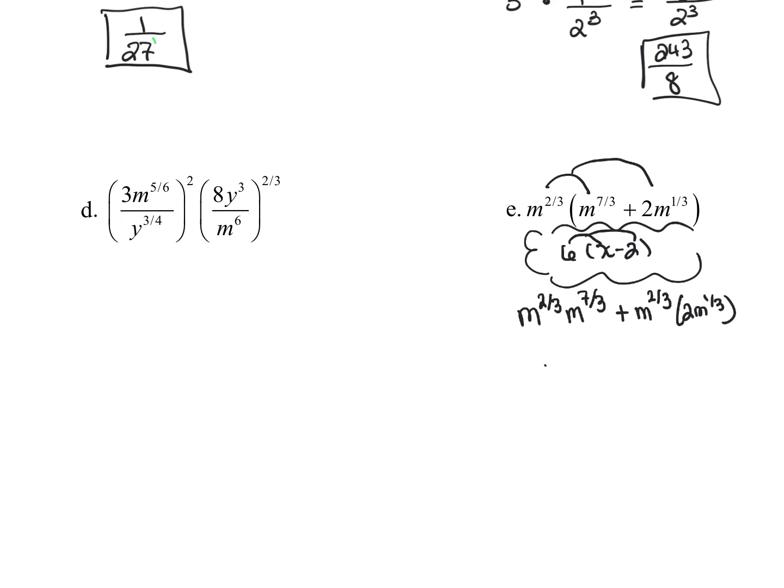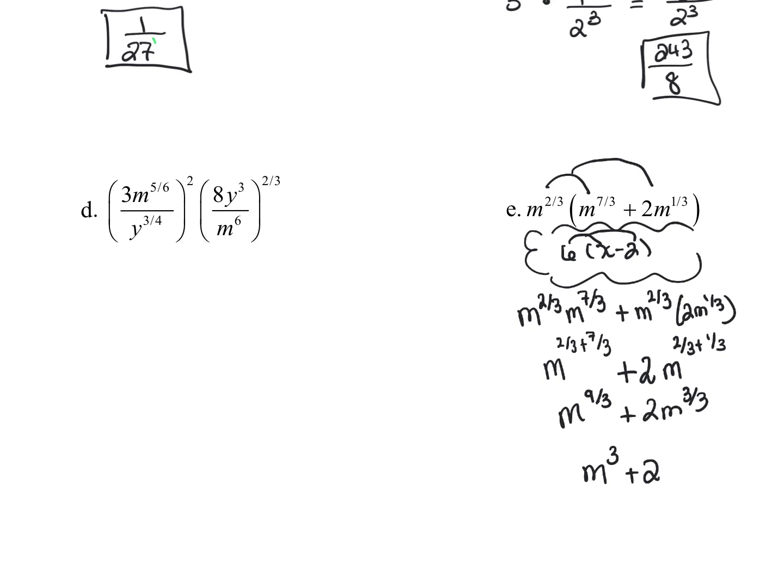These two powers we add, so we have m to the 2/3 plus 7/3 plus, I'm going to rewrite this because we put numbers first, 2m to the 2/3 plus 1/3. So this is really m. 2 plus 7 is 9, so I have m to the 9/3 plus 2m to the 3/3. 9 divided by 3 is 3, so I have m cubed plus 2. 3 divided by 3 is 1, so 2m.